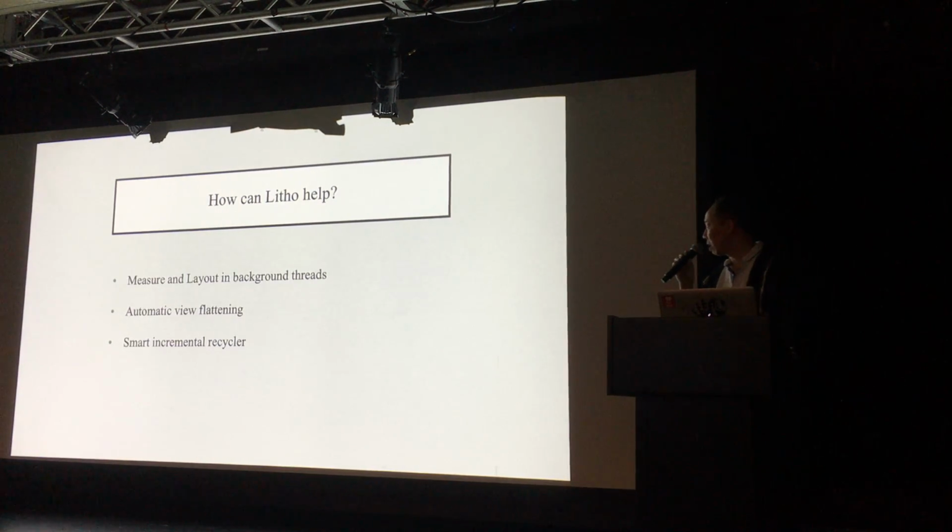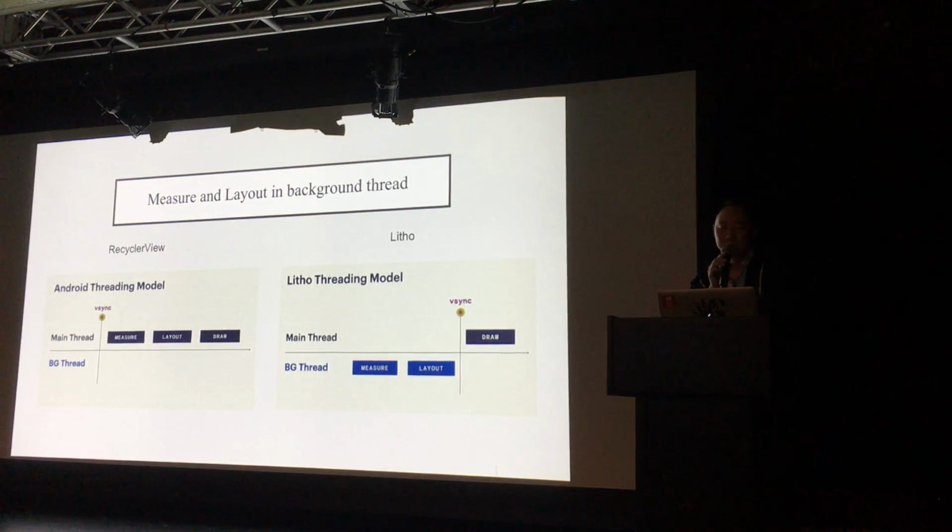So let's talk about how Litho can help. It has three strengths. First is measure and layout in a background thread. Second is automatic view flattening. Third is a smart incremental recycler. So let's talk about what they mean. Measure and layout in a background thread.